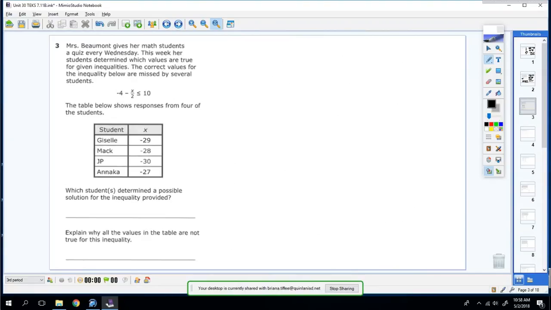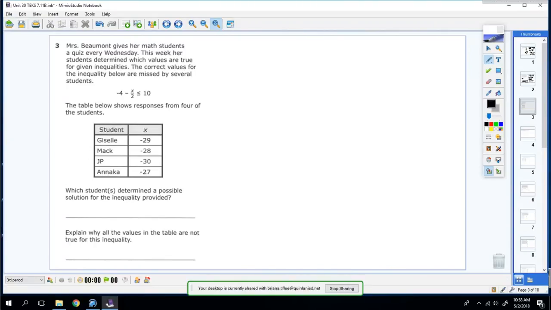Number 3. Ms. Beaumont gives her math students a quiz every Wednesday. This week, her students determine which values are true for given inequalities. The correct values for the inequality below are missed by several students. The tables below show responses for 4 of the students.